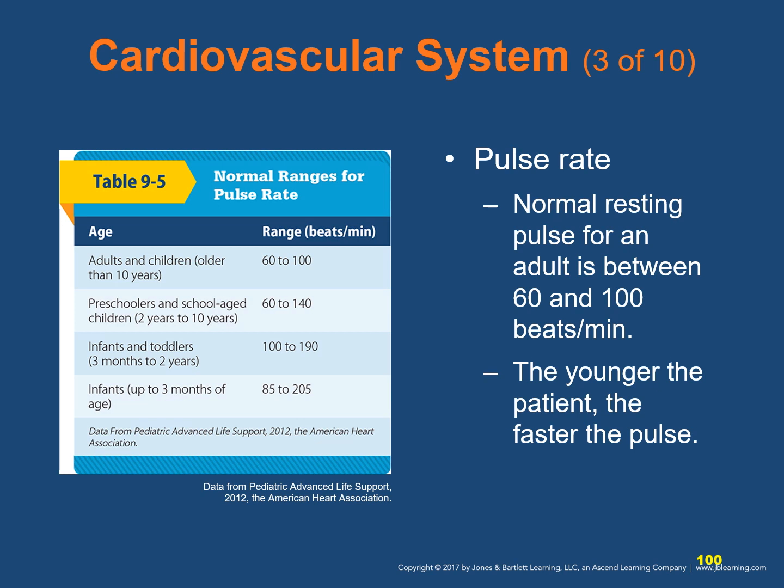With pulse rate, for an adult, the normal resting pulse rate should be between 60 and 100 beats per minute and could be as much as 100 beats per minute in older patients. In pediatric patients, generally the younger the patient, the faster the pulse.